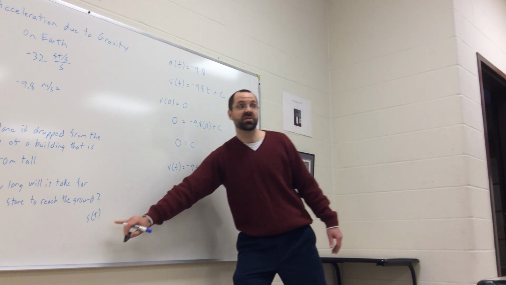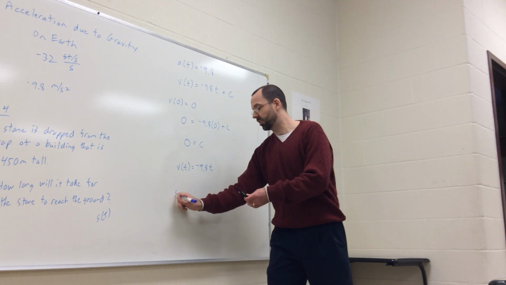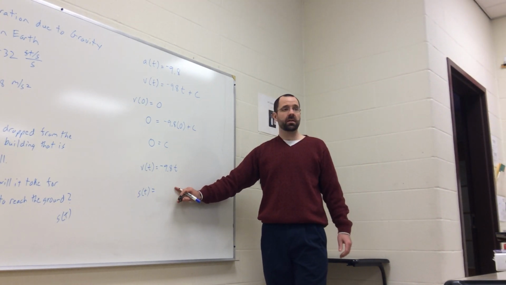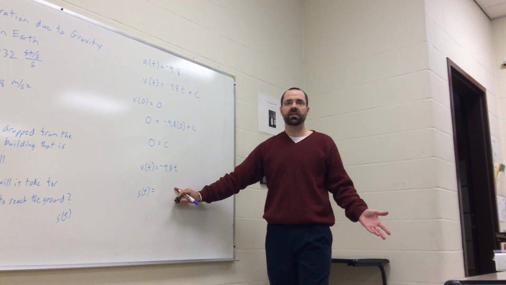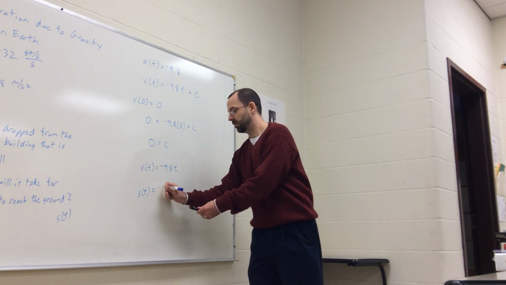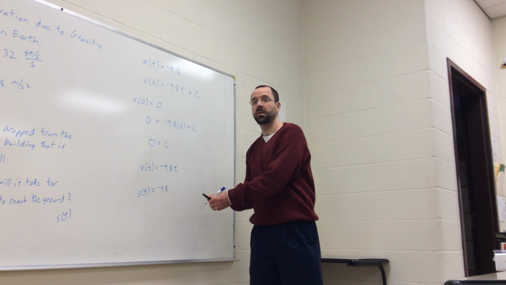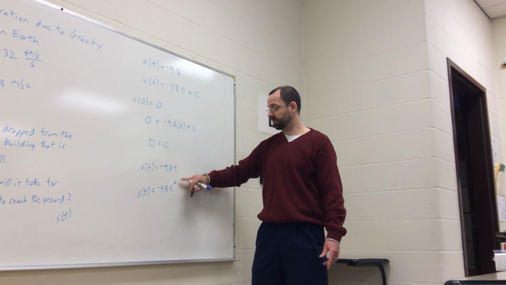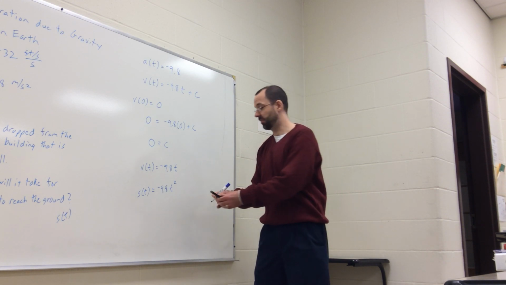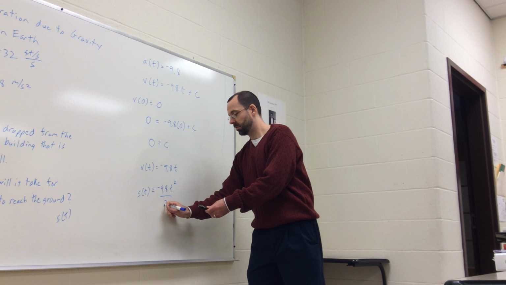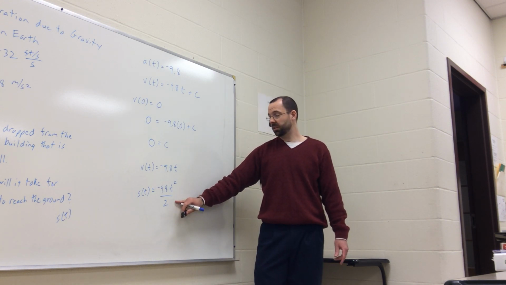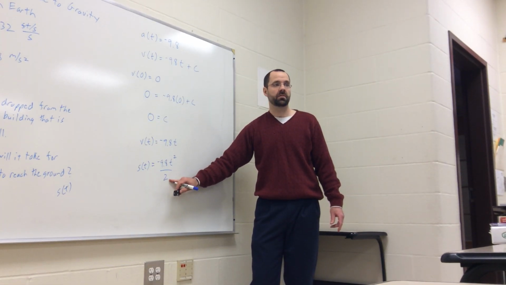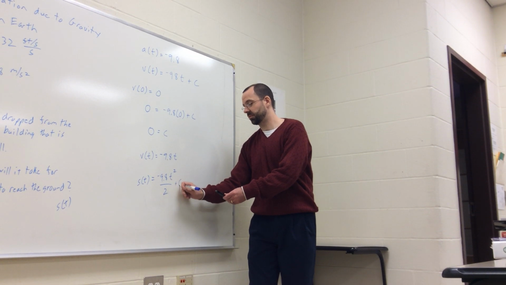Okay, but really I need the position equation, right? So I've got to go antiderivative one more time. The negative 9.8 is just a constant, so it's just hanging out. And then I need to add 1 to the exponent. The exponent used to be 1, so now it's 2. And divide by the exponent. When you're doing backwards power rule, you add 1 to the exponent and divide by the exponent. And don't forget plus c, of course.